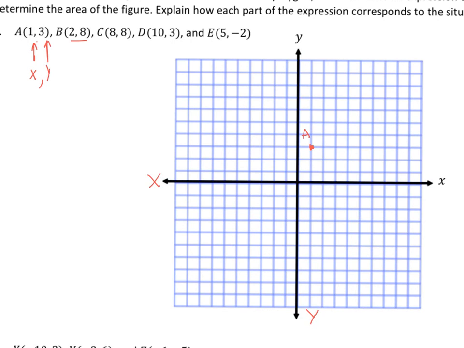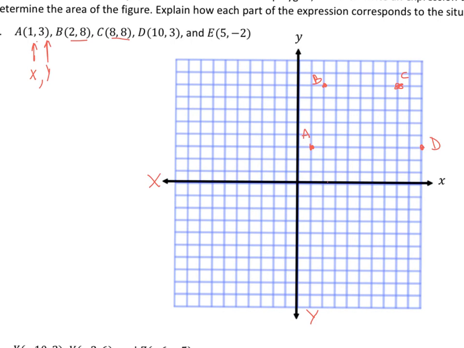My next one for B is 2, 8, so I'll go over 2, and then 1, 2, 3, 4, 5, 6, 7, 8. C is 8, 8. So 1, 2, 3, 4, 5, 6, 7, 8. And up here, it's a terrible dot or point, but it'll work. Then 10, 3. And lastly, 5, negative 2.